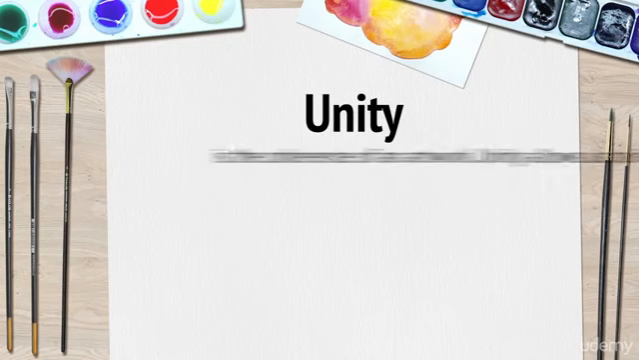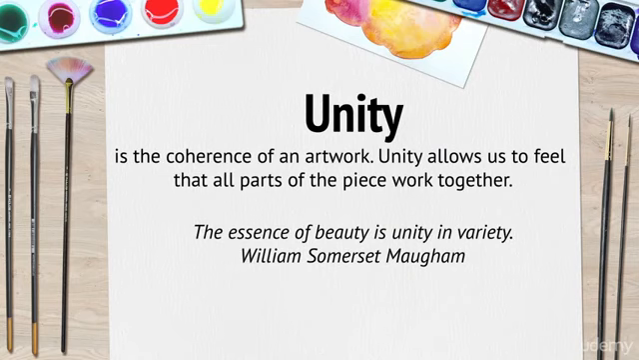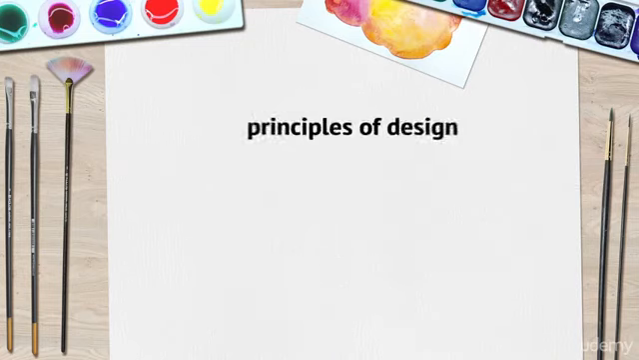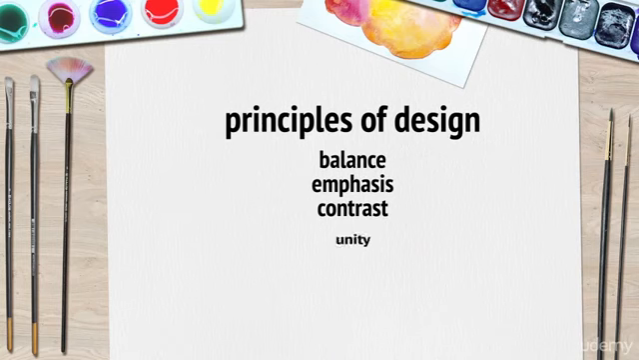Unity is the coherence of an artwork. Unity allows us to feel that all parts of the piece work together. The essence of beauty is unity in variety. William Somerset Maugham said that. In general, the principles of design refer to the ways in which artists organize the visual elements of art. Traditionally, they include balance, emphasis, contrast, unity, movement, and rhythm.